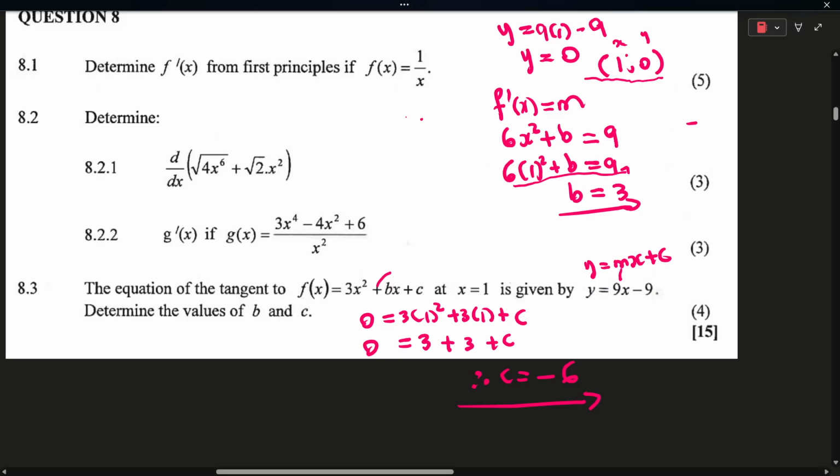That is how you work out this equation. All right, we are done. The first thing you need to do, take that coordinate and replace to get y if ever you don't have y.